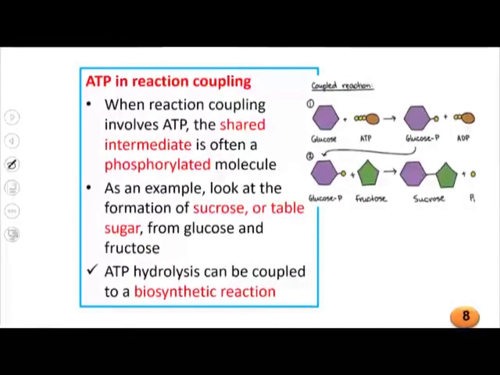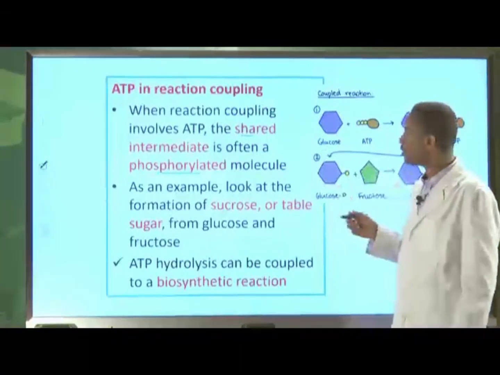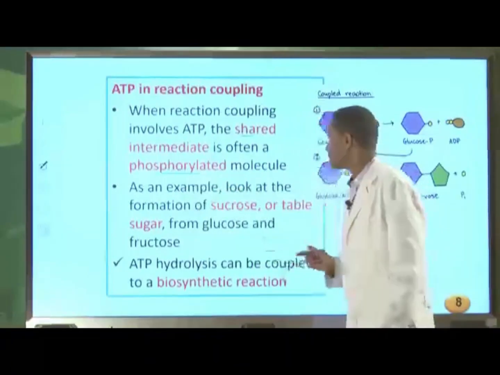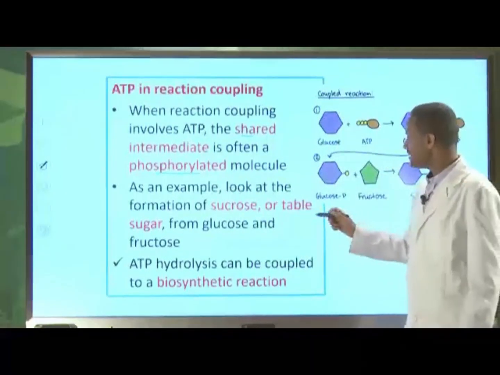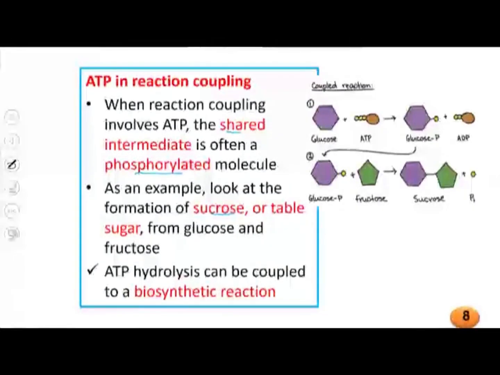Here, ATP in reaction coupling. Now, when reaction coupling involves ATP, the shared intermediate is often the phosphorylated one, because phosphates from the ATP can be attached to another compound, and the form is the phosphorylated molecule. An example, look at the formation of sucrose, or table sugar, from glucose and fructose.